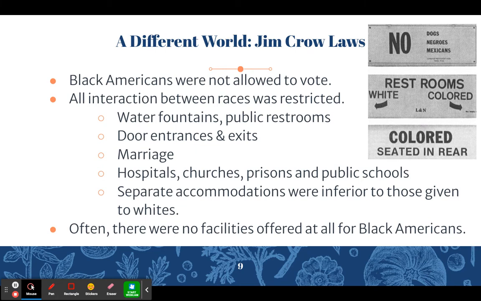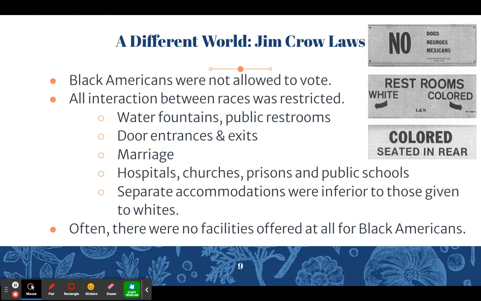Under the Jim Crow laws, Black Americans were not allowed to vote. All interaction between races was restricted. For water fountains and public restrooms, there had to be a white one and a Black one. You can see some of these signs, which are actual signs that were hung up in different places. You couldn't have marriage between the races. If you were white, you had to marry someone white, and if you were Black, you had to marry someone Black. Hospitals, churches, prisons, public schools, all of these things. You couldn't even go to church with someone who wasn't the same race as you, or you had to have a separate church for them.